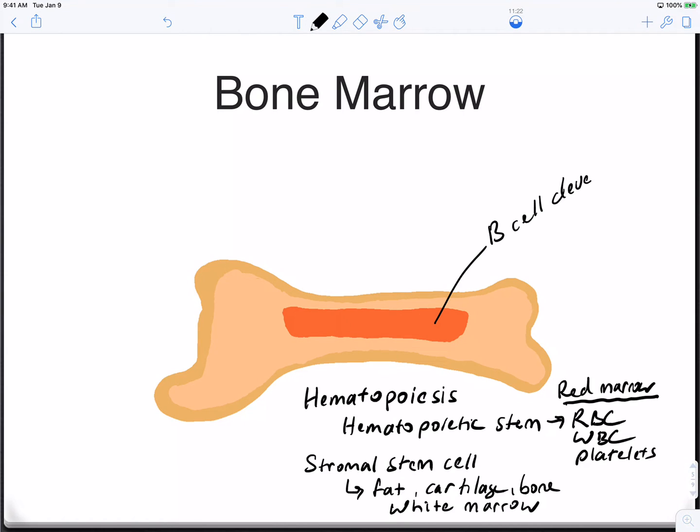If you'll remember, B cells are a type of your acquired immune system, and it is made through hematopoiesis just like any other white blood cell. But the B cell, before it can be released into your circulation, has to go through maturation and development, and so it stays within the bone marrow to do that.